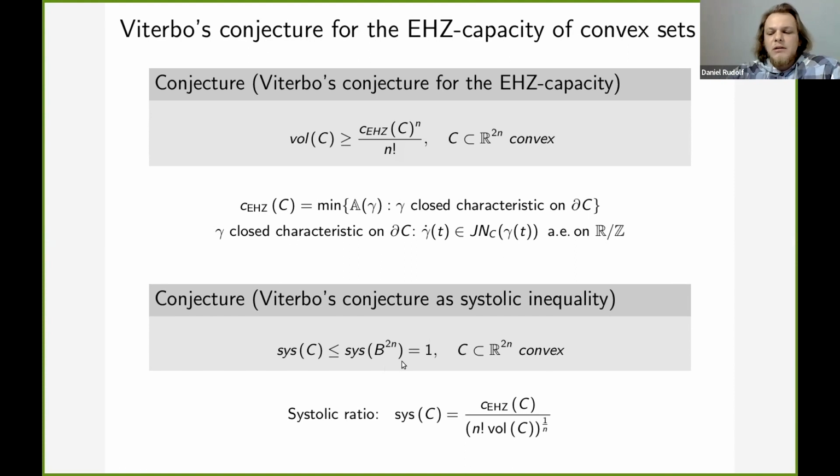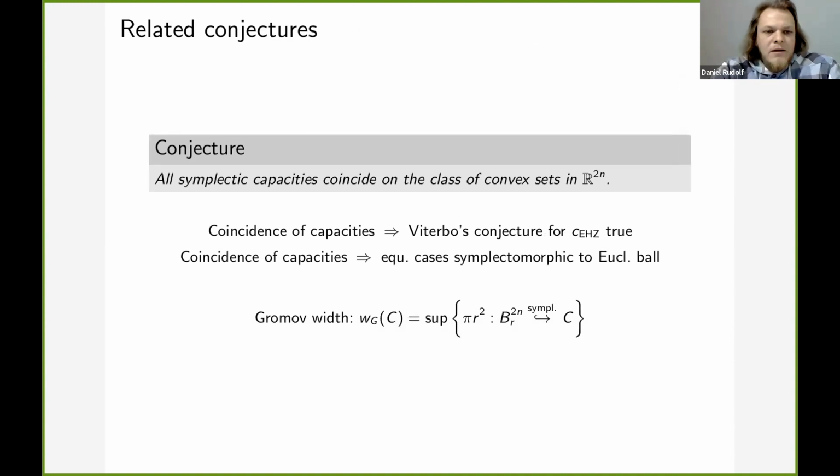Let me now show you some related conjectures in order to motivate the study of this conjecture. First of all, we have this conjecture that all symplectic capacities coincide on the class of convex sets in R^2n. This conjecture would immediately imply that Viterbo's conjecture for the EHZ-capacity is true, because one can easily show that Viterbo's conjecture is true for the Gromov width defined here, and then one is done.